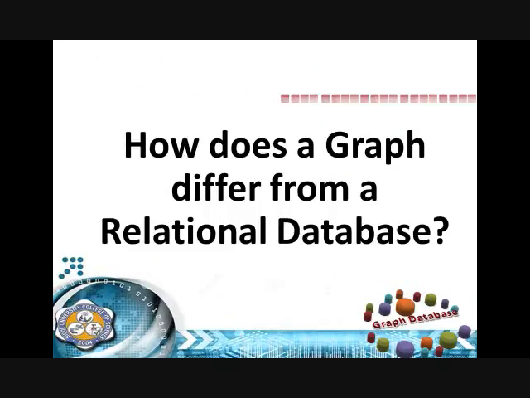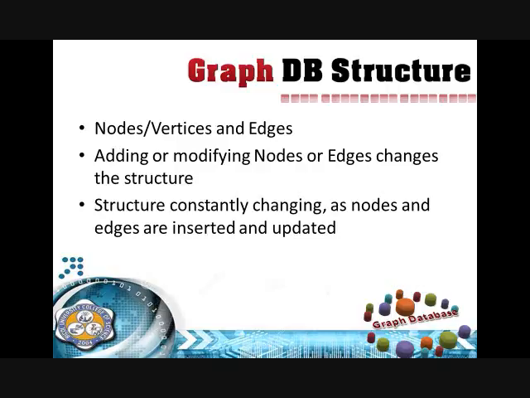How does a graph differ from a relational database? In an RDBMS data structure, rows and columns are used for the data. But in a graph database structure, we have nodes, vertices, and edges. In a relational database management system, table structures never change without a conscious decision. A database design is provided ahead of time. It's very difficult and complex to change the structure once the application is done.